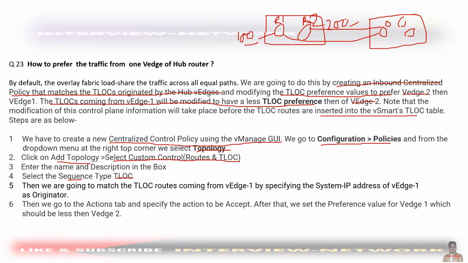Now we are going to match the TLOC routes coming from vEdge1 by specifying the system IP, that is the router ID of vEdge1, as the originator. Then we go to the Actions tab and specify the action to accept. After that we select the preference value for vEdge1, which should be less than vEdge2.